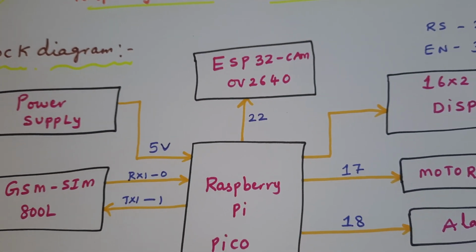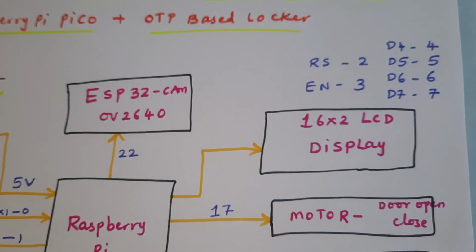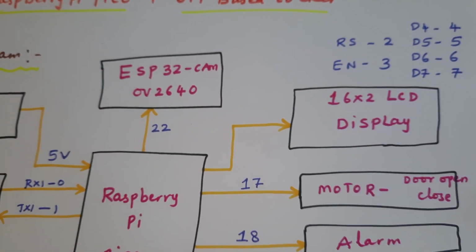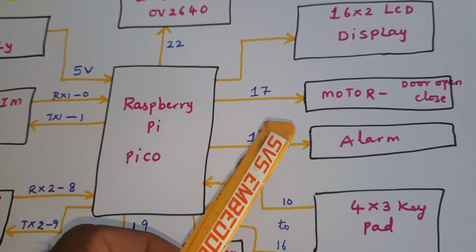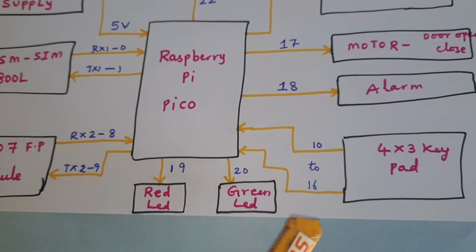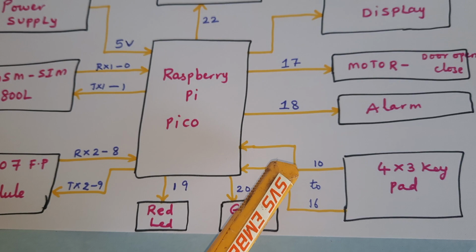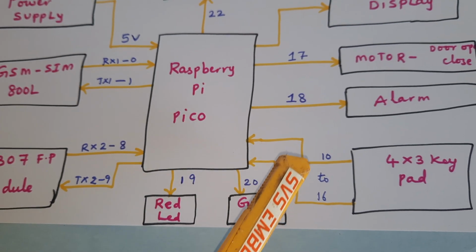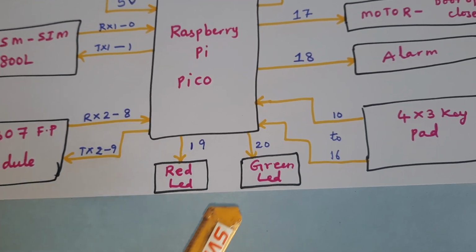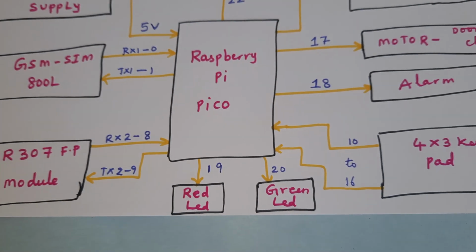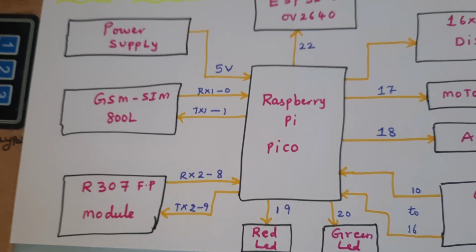It is connected to GPIO 22. The 16x2 LCD display: RS, Enable, D4, D5, D6, D7 on pins 2, 3, 4, 5, 6, 7. Motor on the 17th pin, alarm on the 18th pin. The 4x3 keypad has 7 pins, R0, R1, R2, R3, C0, C1, C2, on pins 10 to 16. Red LED and green LED on the 19th and 20th pins. All are GPIO pins, and these are Serial 1 and Serial 2.